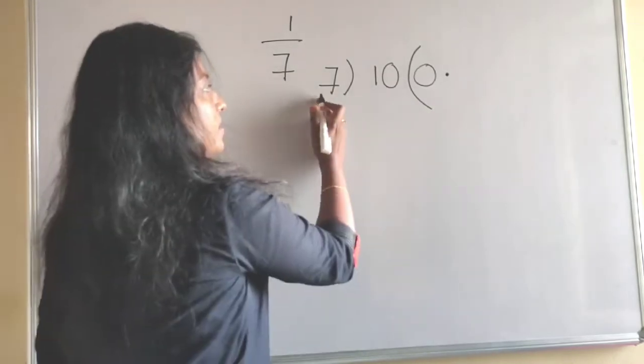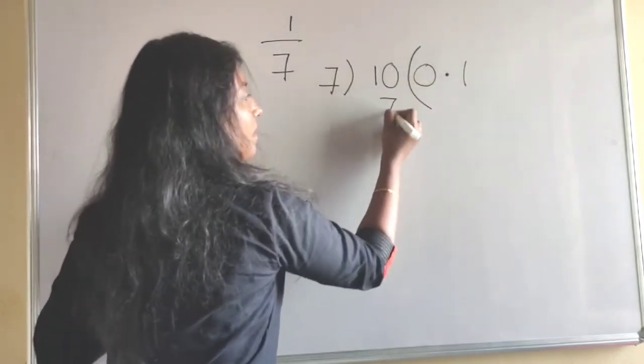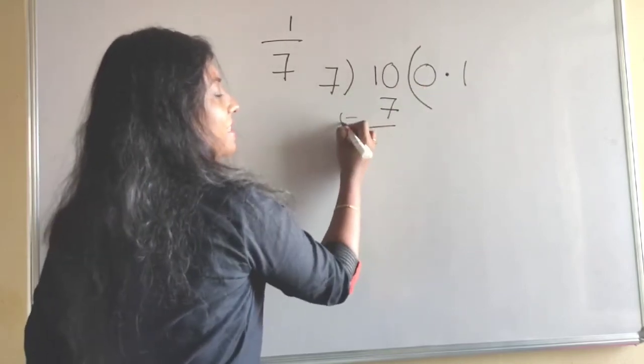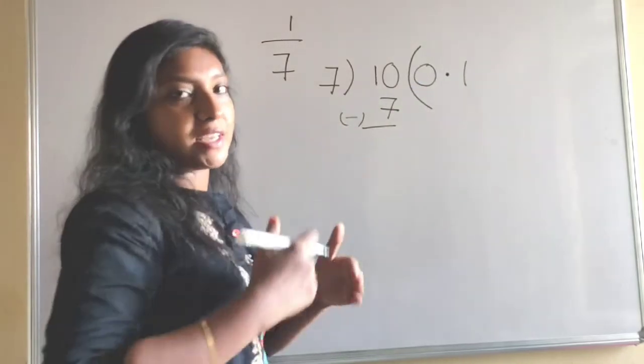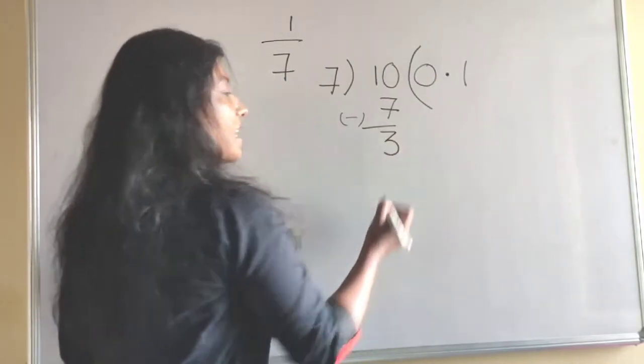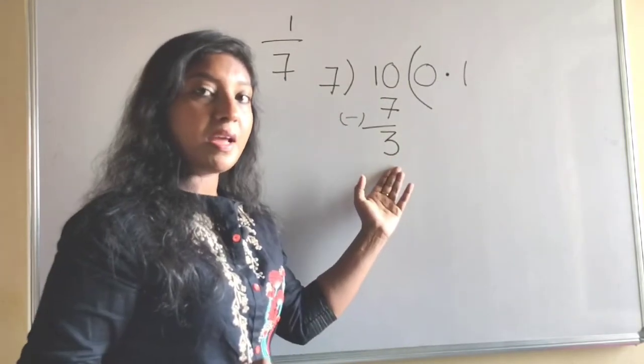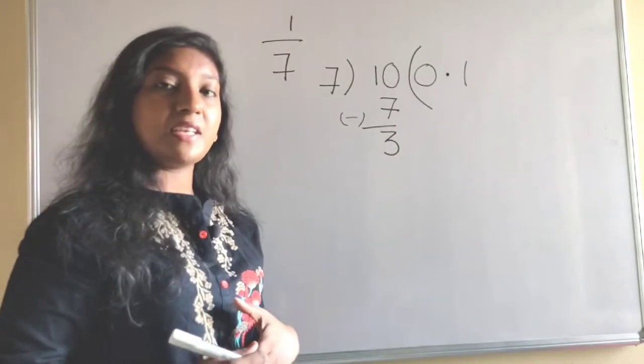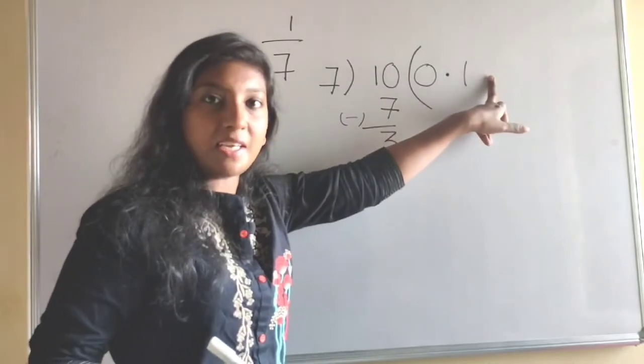Let's see now. So, 7 1s are 7, and 10 minus 7. Now, what do we have to do? We have to take the subtraction. So, 10 minus 7 gives 3. And here also we get the smaller number, and now we have to divide this by 7. Again, do we have to place a point here?